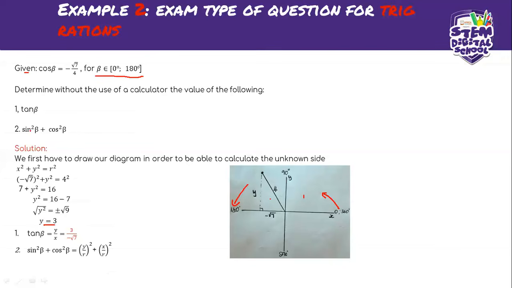Then we have sine squared beta plus cos squared beta. We know that the trig ratio for sine beta is y over r, whole squared. The trig ratio for cos beta is x over r, whole squared. Thereafter, you just substitute the values, and then you have your answer. Just press your calculator there.